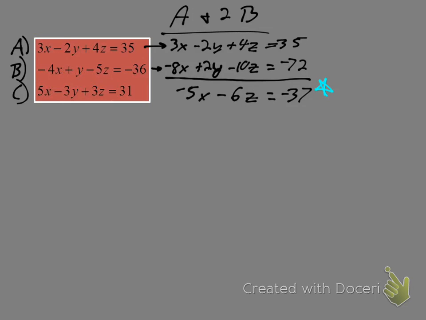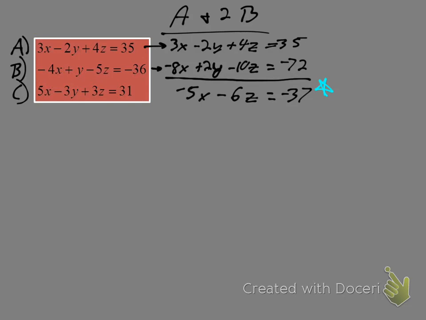Everybody good with that? Now, we've done A and 2B. Your next step, once you do that, you pick another pair of equations. B and C. Do the exact same thing, eliminating the exact same variable. Except you cannot pick A and B, because you already did. So you've got to pick something else. You can do A and C, you can do B and C.